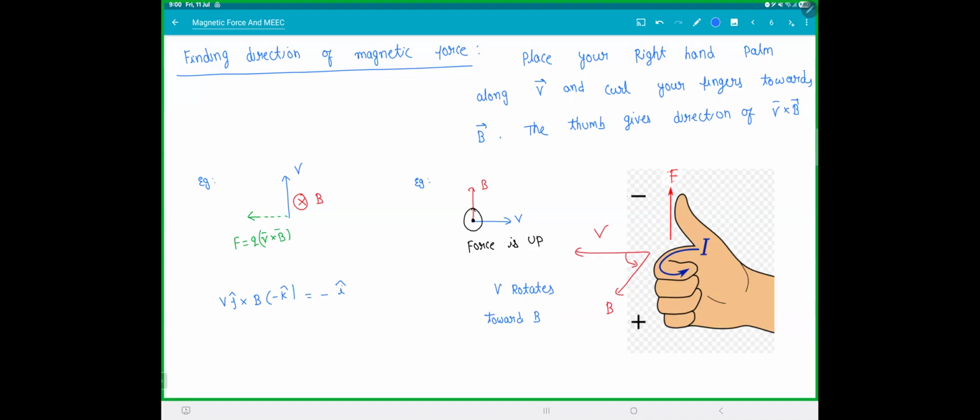Now look at the first example again. Velocity is which way? Front. So put the index finger front. Magnetic field is which way? Down. So put your middle finger down. Open your thumb. Thumb is pointing left. Make sense? Look at the second case. Velocity is which way? Right. So put your index finger right. Magnetic field is which way? Pointing in front of you. Put your middle finger facing in front of you. The thumb is pointing up.